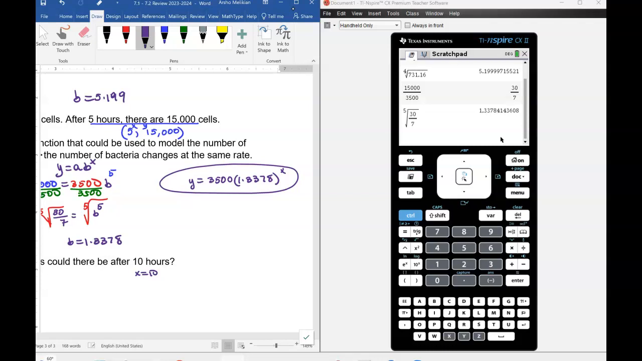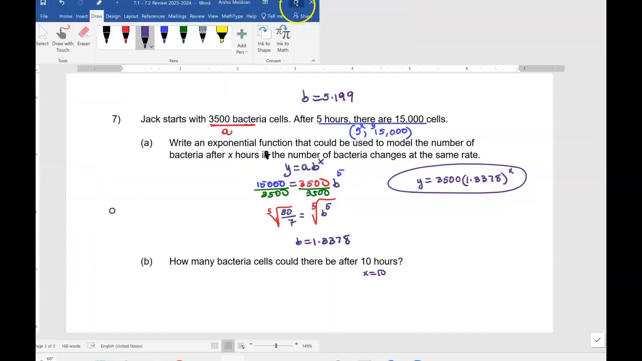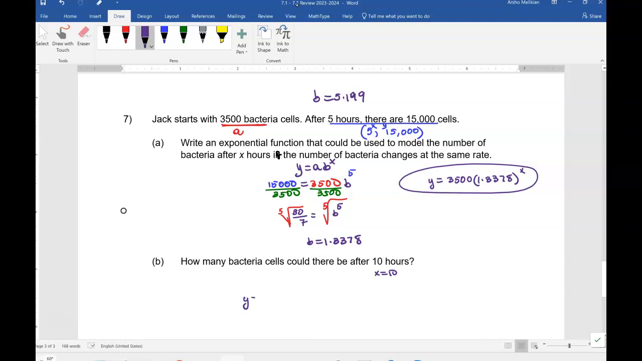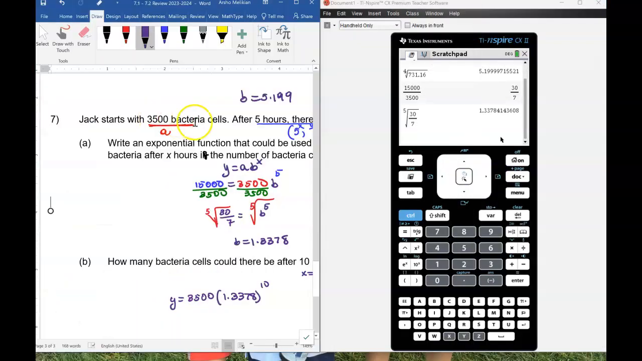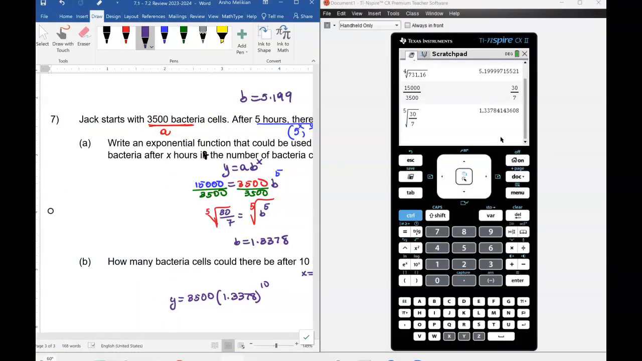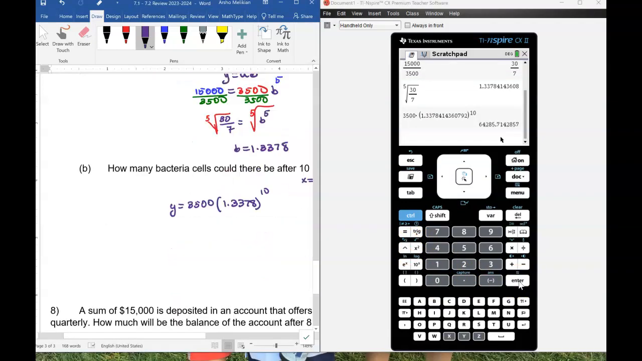That stands for time. X is 10. So here we're going to say y equals 3,500, 1.3378 to the power of 10. Okay, let's see how we're going to plug this in. Again, I want to minimize the numbers that you are actually typing in. So 3,500 times that number. What's that number? It's the last answer that we got, right? So control answer to the power of 10, and then you always get the most accurate answer.